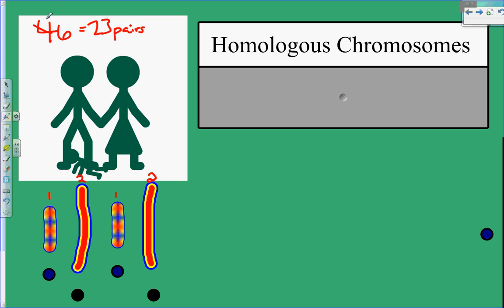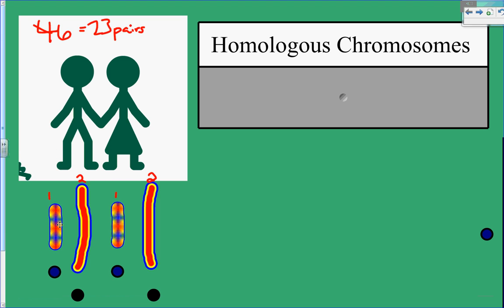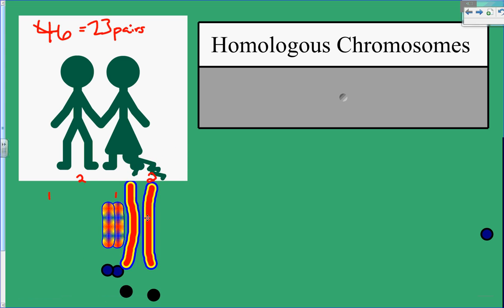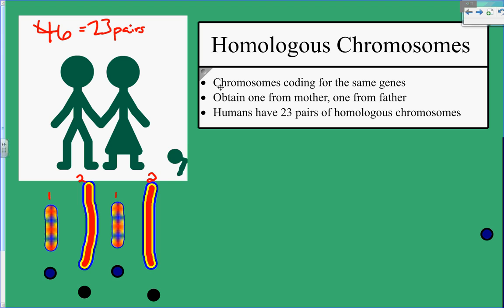All right, and so we call those chromosomes that are the same homologous chromosomes. Homo, remember, we've talked about these prefixes many times. Homo means the same. So this chromosome and this chromosome, they're homologous because they're the same. Likewise, these two longer ones, these would be homologous chromosomes because they're the same. So a few little things here. They code for the same genes. You get one from mom, one from dad, and humans have 23 pairs.